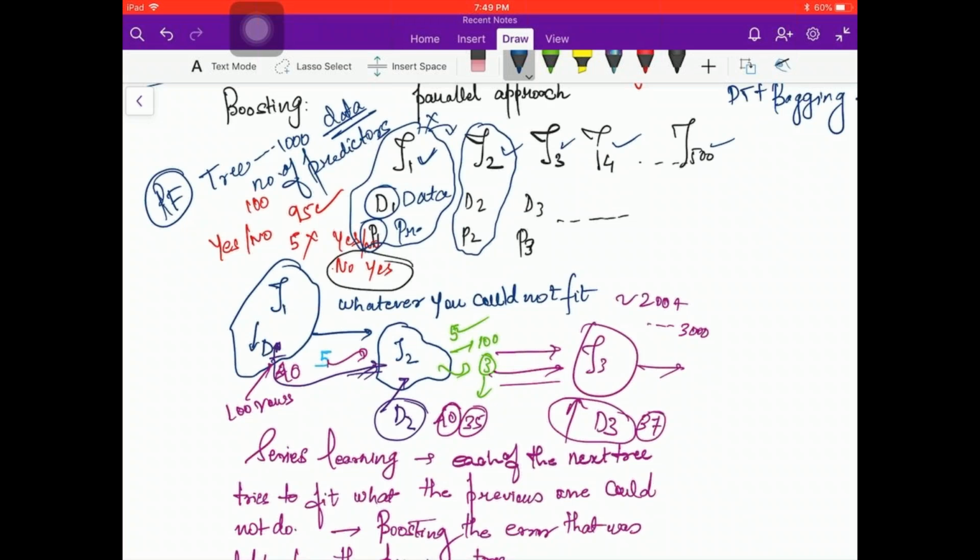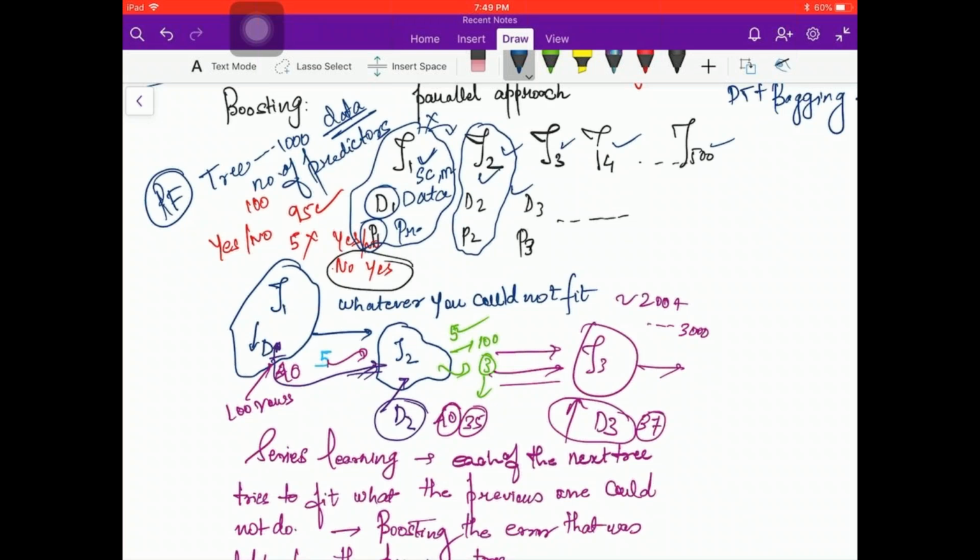Let's say your T1 is kind of a supply chain expert. He says, I have looked at all the parameters regarding the supply chain. It's kind of how consultancies work. Okay. I don't know what the manufacturing side of it is. You please give it to T2. So T1 says, I could not fit this part. T2 says, okay, no problem. I will take D2 with me, but also make sure that the part which you could not fit comes to me. Okay. So I will work on those.